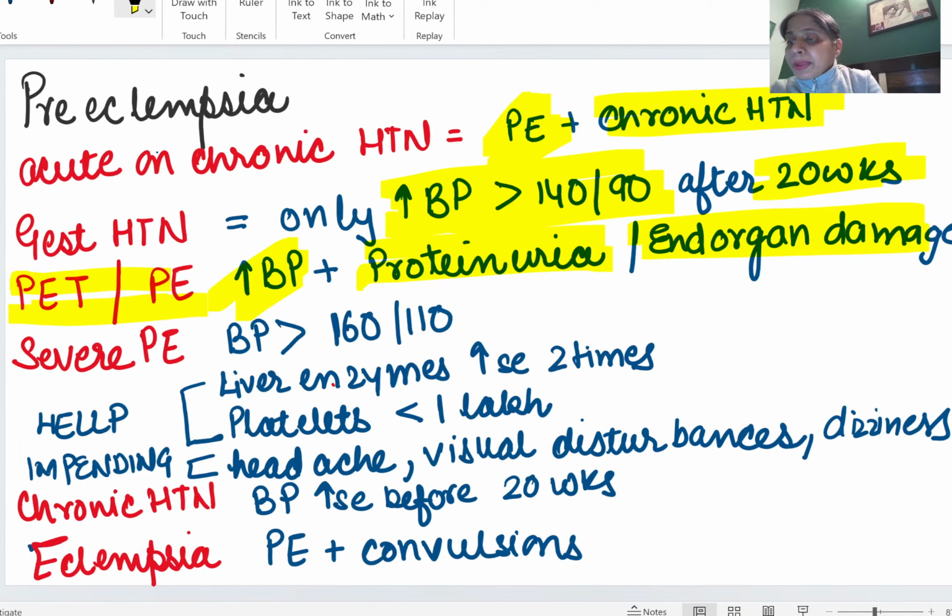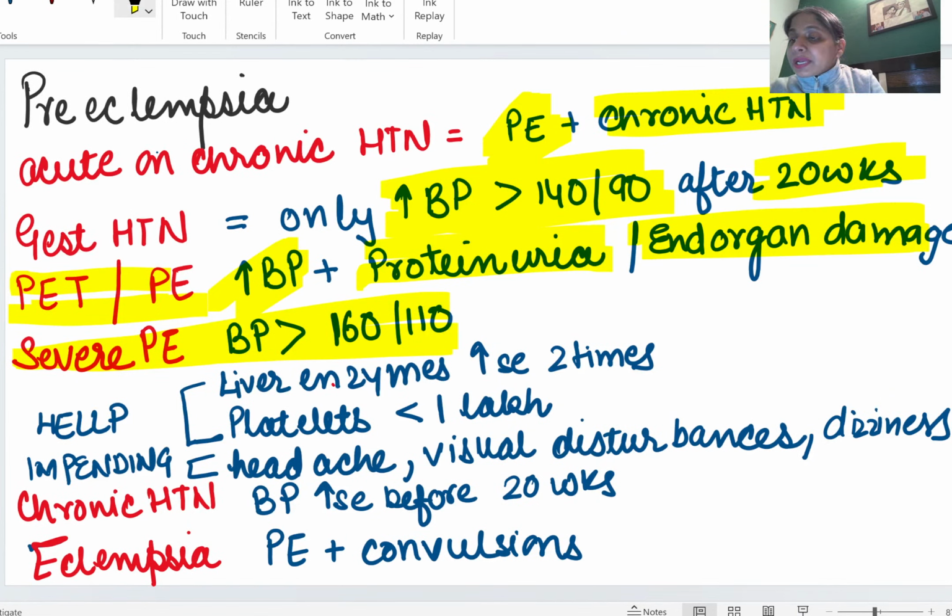Okay, just remember here, what is severe preeclampsia? If BP is higher than 160/110, then it comes as severe preeclampsia. Okay, all these definitions are very important.